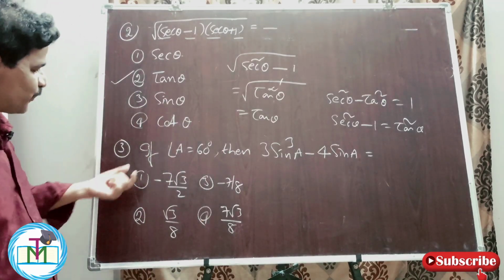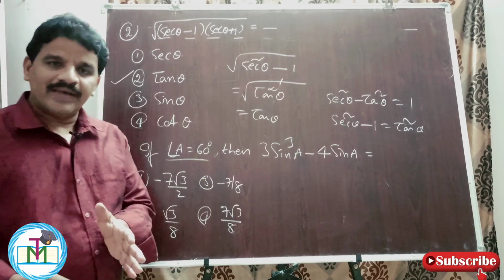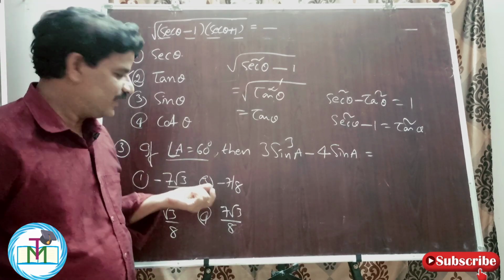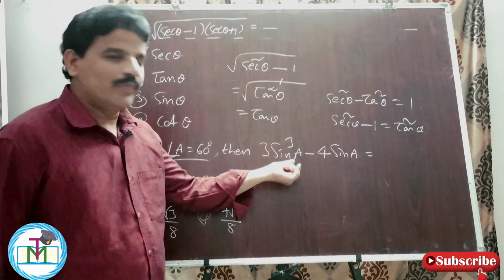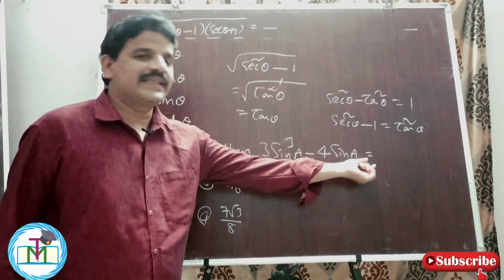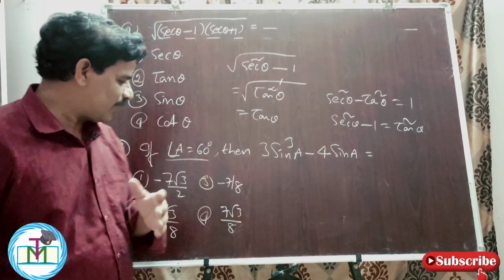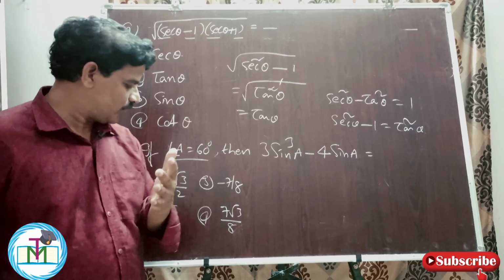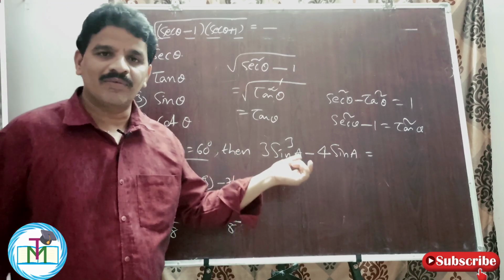Now question number 3. If angle A is equal to 60 degrees, then 3 sin cube A minus 4 sin A is equal to how much? Whenever we put 60, what is sin 60? Root 3 by 2. So we will get the answer in terms of root 3. Root 3 is there here, here, and here. We have to simplify this.